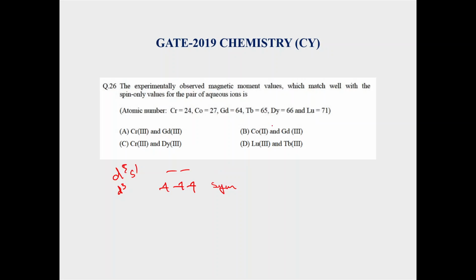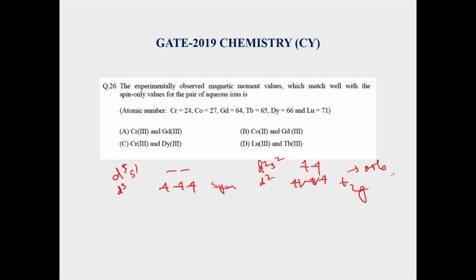Since it is filled symmetrically, for this one we get the spin-only value as the magnetic moment, whereas cobalt is d7s2. So cobalt 2+ is a d7 system: 1, 2, 3, 4, 5, 6, 7. Here we can see it is not symmetric in the t2g level, right? Two of them have two electrons, whereas one has one. Because of this, it will have orbital contribution.